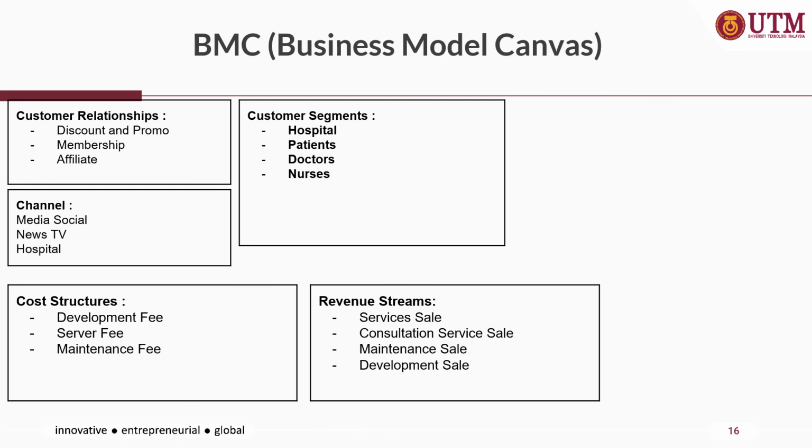We can also improve our reputation by using social media, some TV news, and advertising videos in the hospital. Basically, our customer segments will be hospitals, patients, doctors, and nurses. Based on our cost structure, we will have a development fee, server fee, and also maintenance fee. Our main revenue streams will be from service sales, consultation service sales, maintenance sales, and also development of the system.